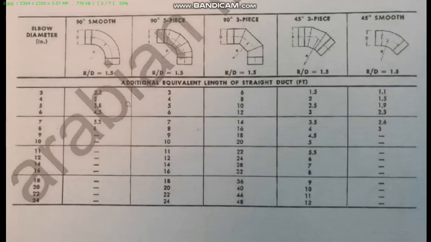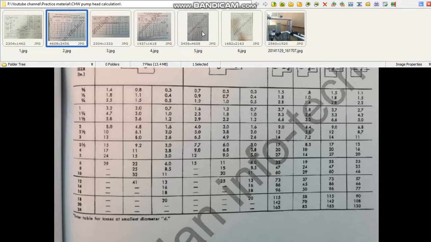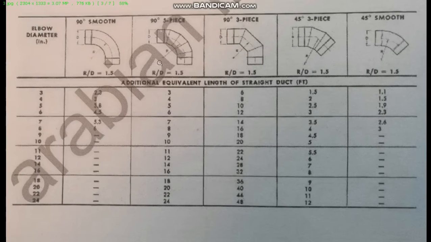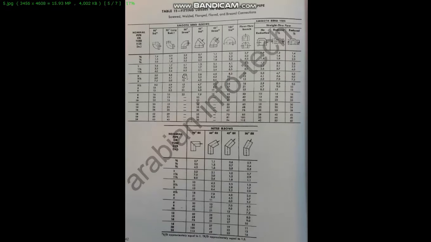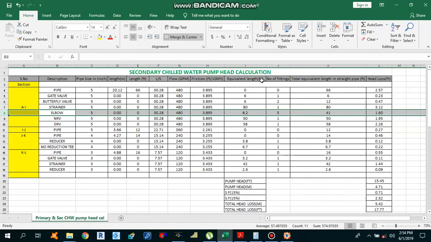As you can see, we have long radius elbows over here. This is a standard elbow, this is the long radius elbow, 90 degree. So we have a 5-inch pipe size. You can see that 5-inch pipe size with the long radius elbow, that is 8.2. 8.2 is the equivalent length for a 5-inch elbow, 90 degree long radius. So this is how we got this equivalent length, 8.2, for 5-inch pipe size.